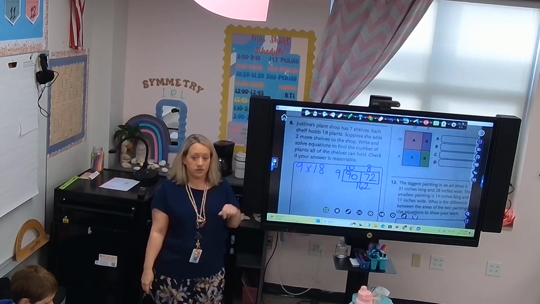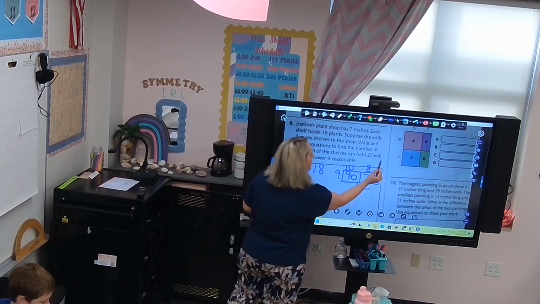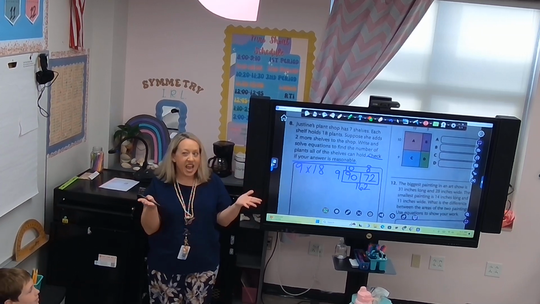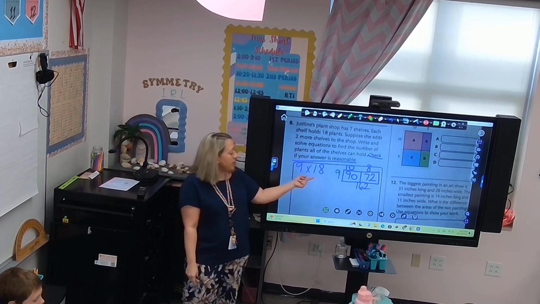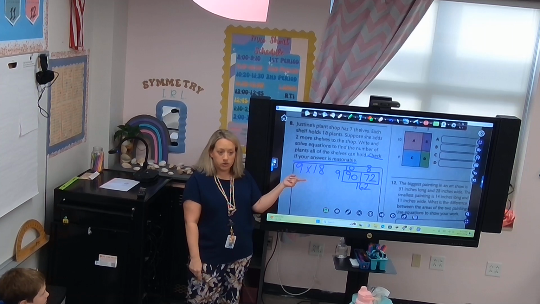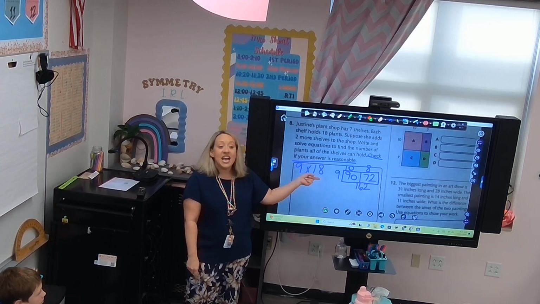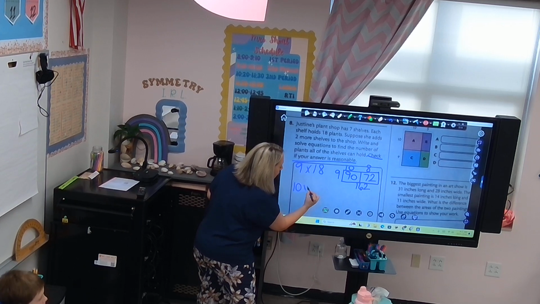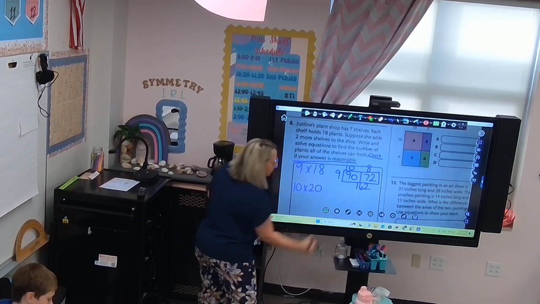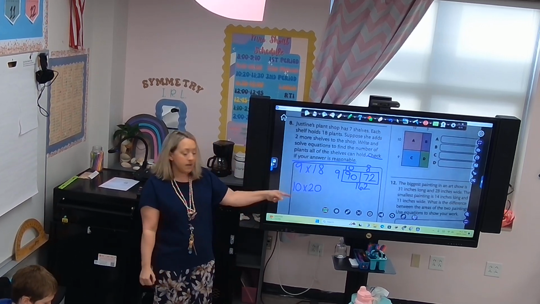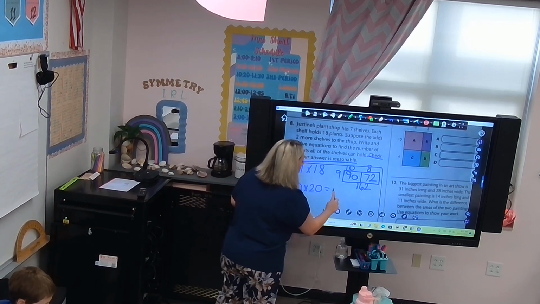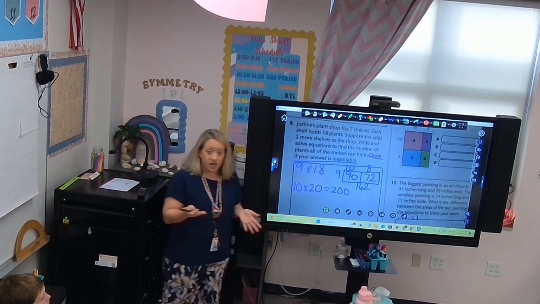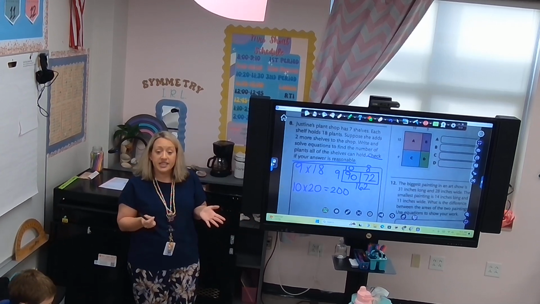That's part 1. What does this part say? Check if your answer is reasonable. What are we going to round this problem to? 10 and 20. So let's write it down. Normally we do it in our head, but we're taking a test and it's asking us to show. What is 10 times 20? 200. Okay. Are these 2 pretty close to one another? Yes. So is our answer reasonable? Yes.